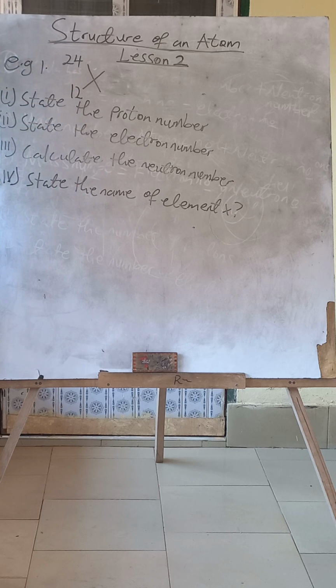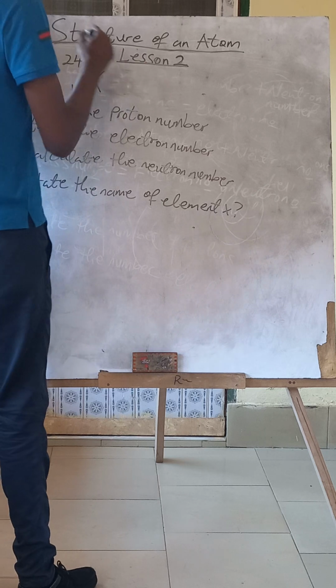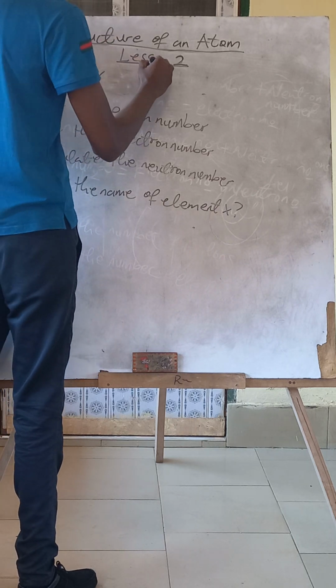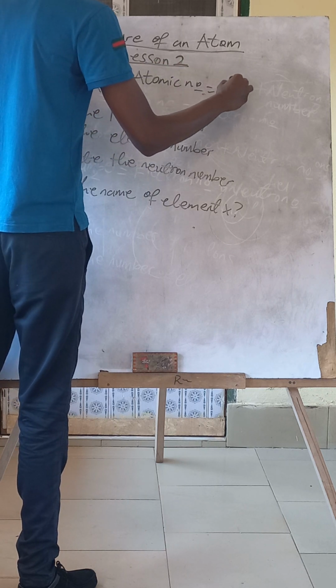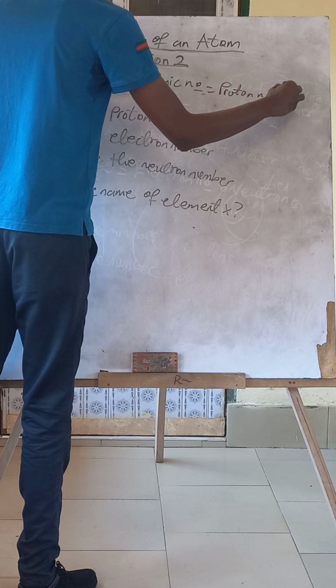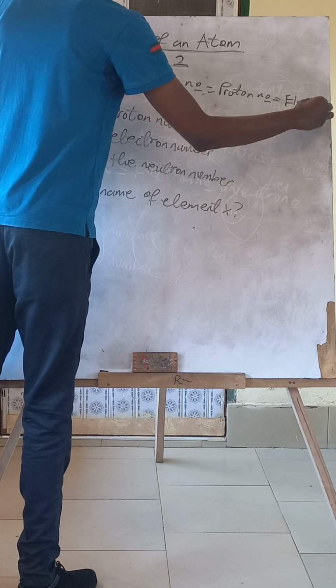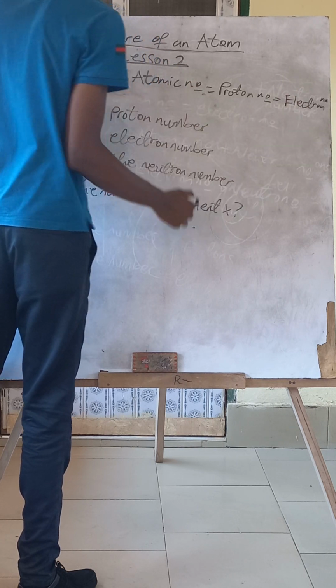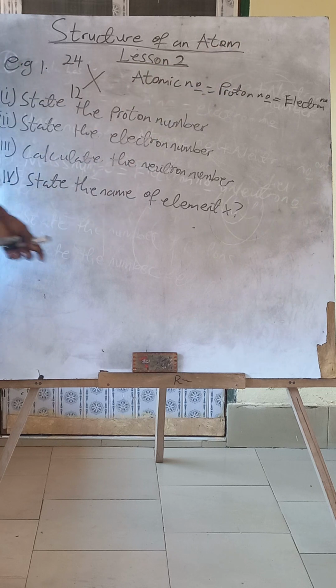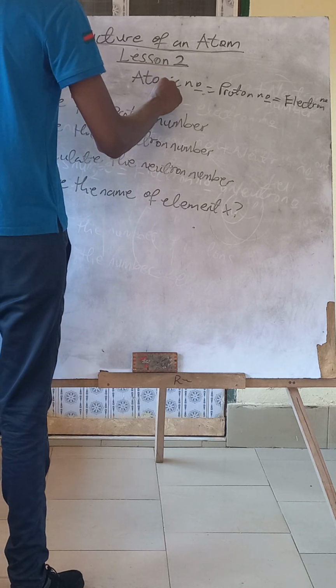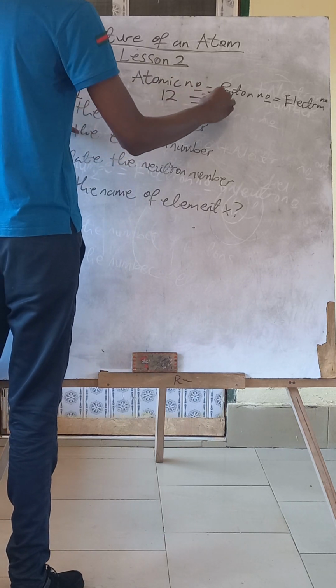We have already discussed this in lesson 1. If you have not watched lesson 1, please go back and watch it. It will help you a lot. In a neutral atom, atomic number equals proton number equals electron number. The atomic number is 12, so the proton number is 12.